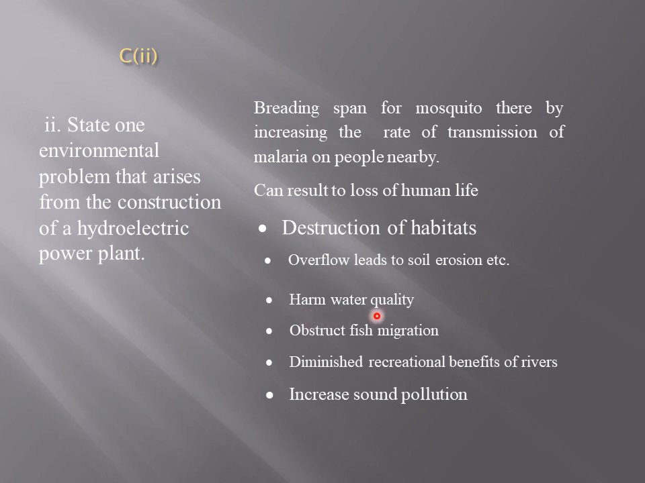It harms water quality. The quality of water is affected. It obstructs fish migration. When the dam is blocked, fish no longer have it easy to migrate. It diminishes recreational benefits of rivers because dams are constructed along a riverside. People could have been moving up and down the river doing lots of recreational activities, but the dam has come to block the flow of the river, and so the recreational benefits of the river are maybe destroyed. It increases sound pollution. The volume of water flowing around will increase sound pollution.